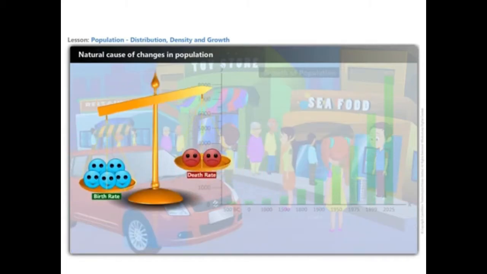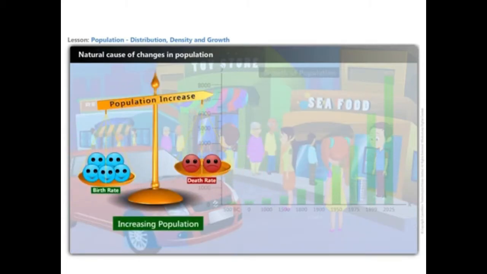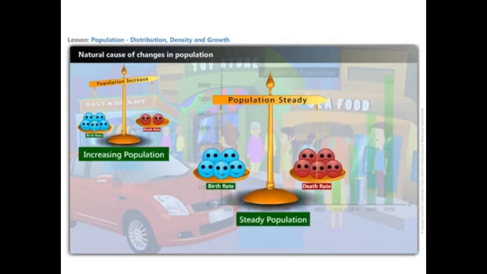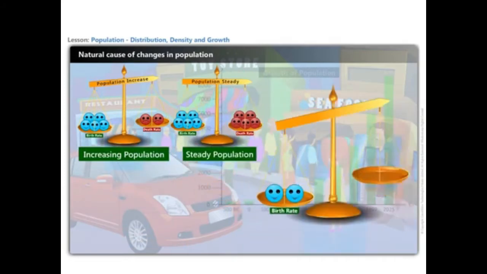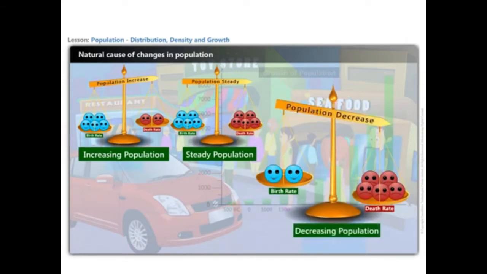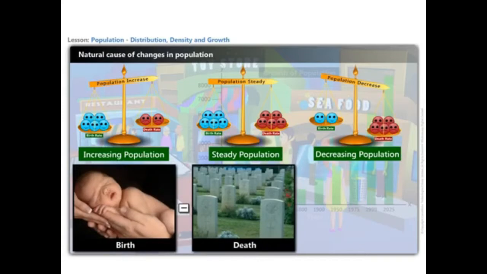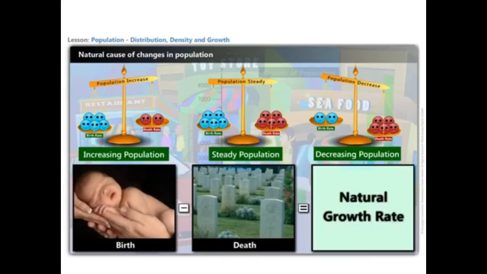Birth rate higher than death rate indicates an increasing population. Equal birth and death rate indicates a steady population. Birth rate lower than death rate indicates a decreasing population. The difference between the birth rate and the death rate of a country is called the natural growth rate.